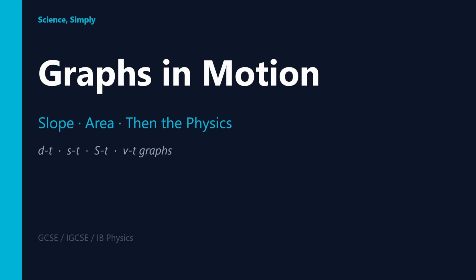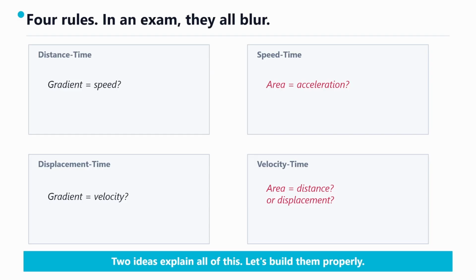You've probably got a revision sheet somewhere with something like this on it. Gradient of a distance time graph equals speed. Gradient of a velocity time graph equals acceleration. Area under a velocity time graph equals displacement. And you read it and you go, okay, I got it. And then you walk into the exam and it's gone. Or if you somehow got it worse, you've got half of it.